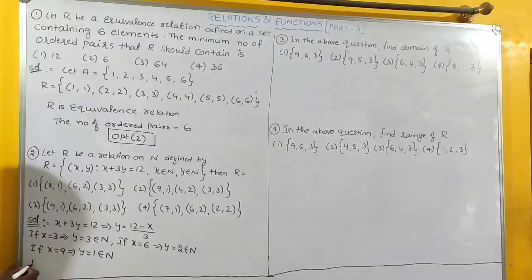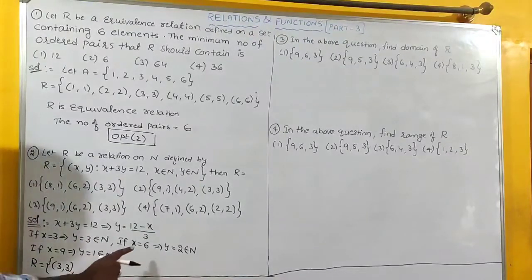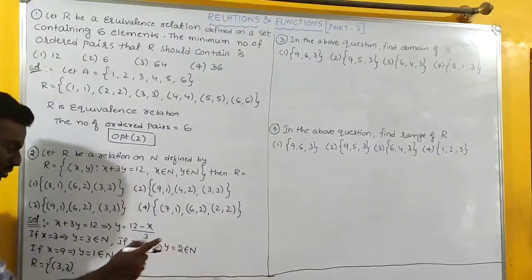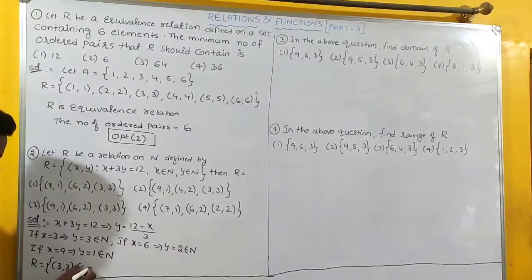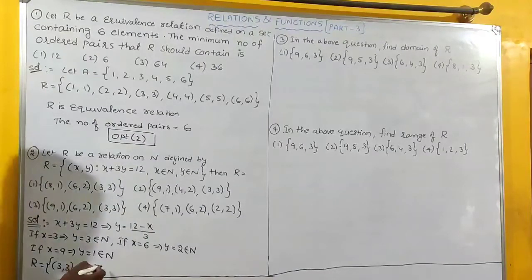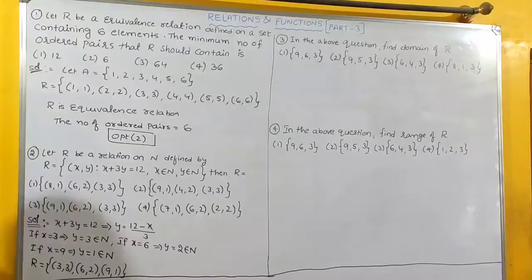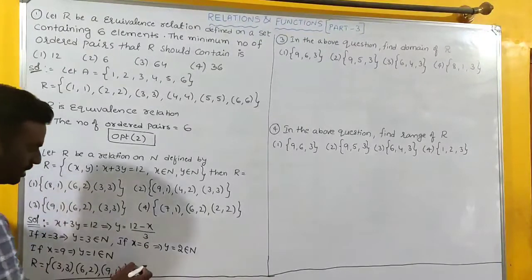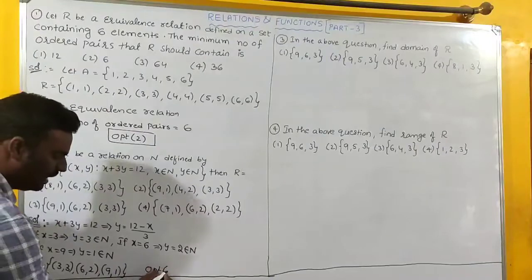Then what is the answer? R equals: if you take x value 3, y value also 3, therefore the pair is (3, 3). If you take x value 6, y value is 2, then the pair is (6, 2). If you take x value 9, y value is 1, therefore (9, 1). Therefore {(3,3), (6,2), (9,1)}. This means which option? That is option 3, which is the correct answer.